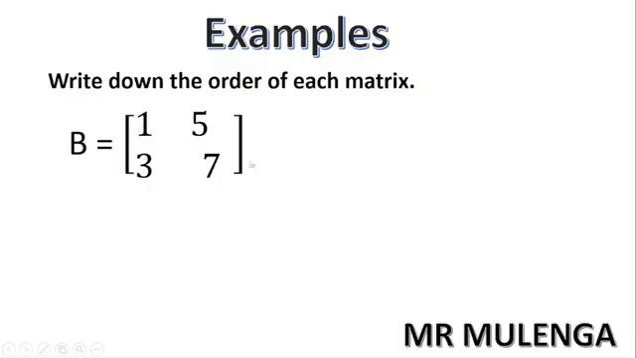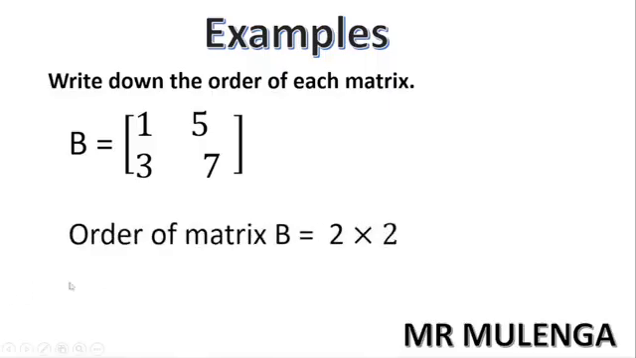Row 1, row 2. So 1 and 5 is row 1, 3 and 7 is row 2. Columns 1 and 3, column 1, 5 and 7, column 2. So this matrix B has 2 rows and 2 columns. So the order of matrix B is a 2 by 2. 2 rows and 2 columns. So I hope it's clear.